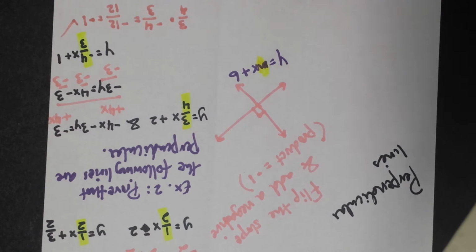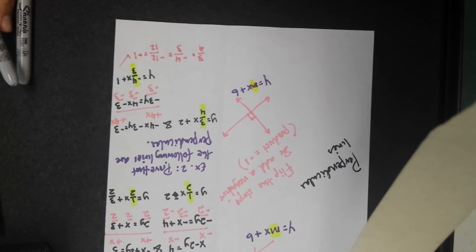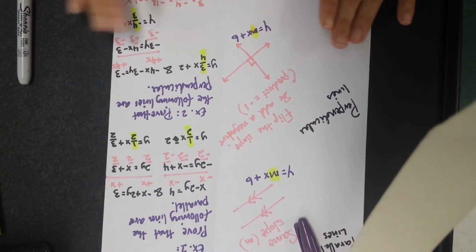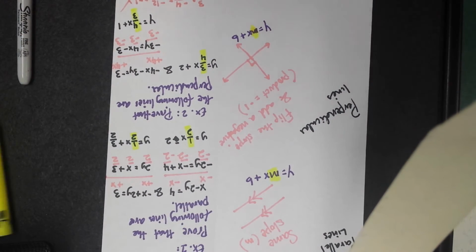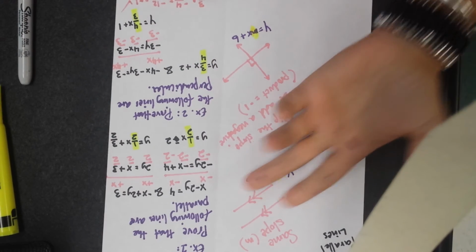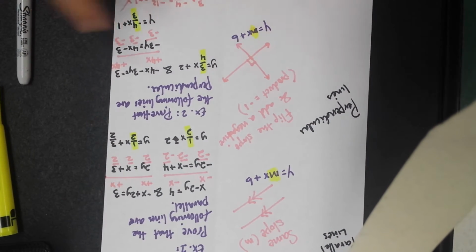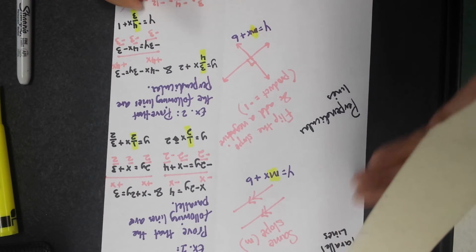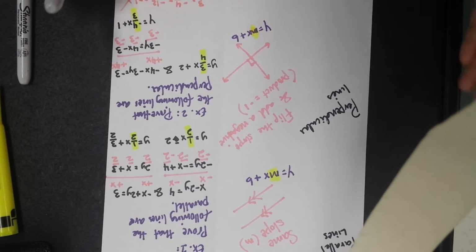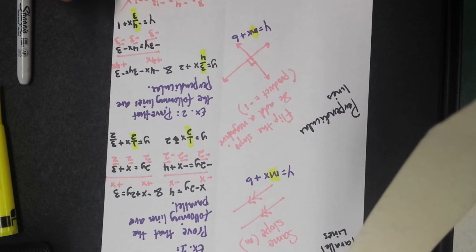Now, if they're not parallel, or they're not perpendicular, then they're intersecting. Okay. So if they're not parallel to each other, of course they're meeting. But if they're not meeting or intersecting in a perpendicular way, they're just intersecting. So either they're parallel, perpendicular, or they're intersecting lines. And that's really all there is to it then.